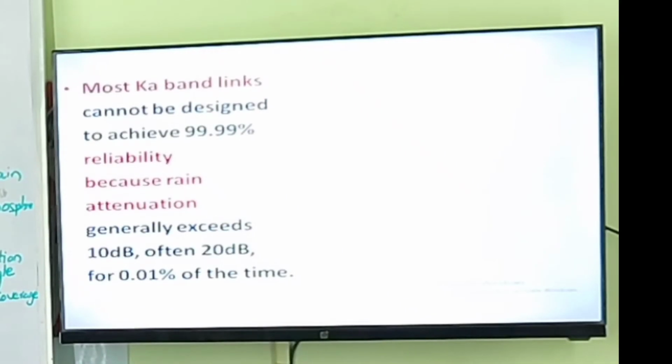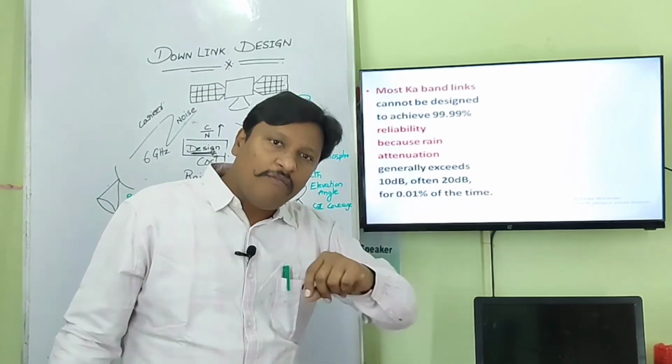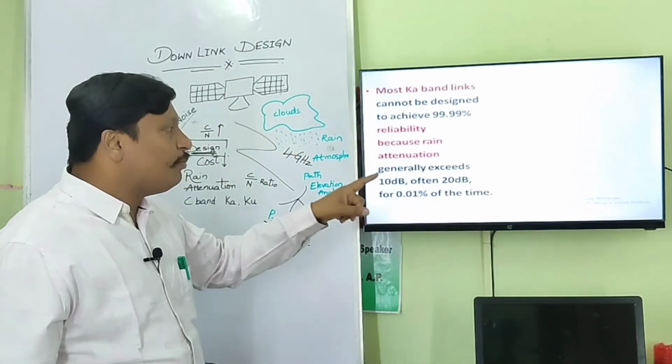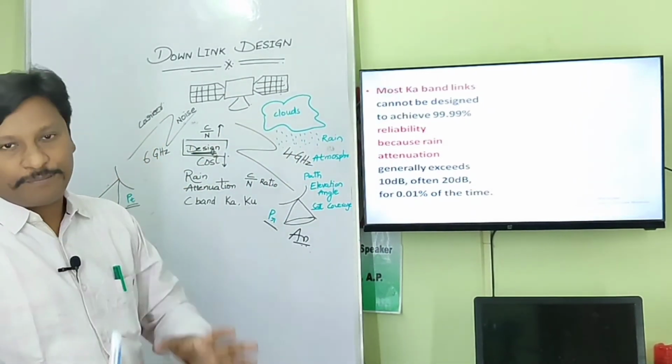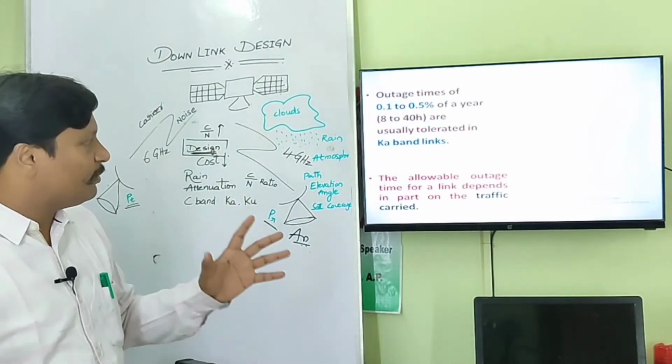Most Ka band links cannot be designed to achieve 99.99% reliability because the rain attenuation here generally exceeds 10 dB, often reaching 20 dB for 0.01% of time. So the attenuation has a very large influence here.